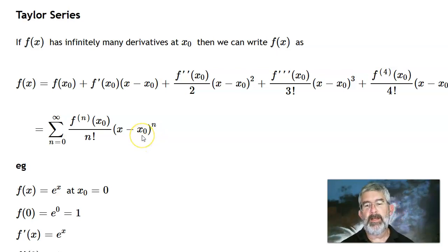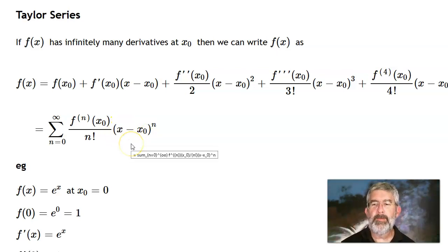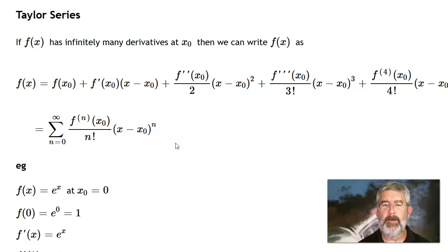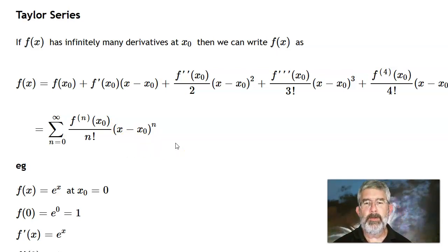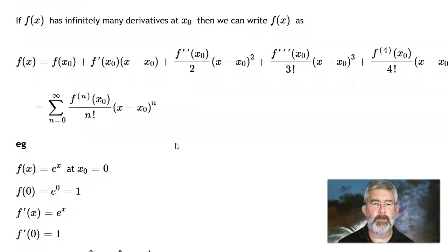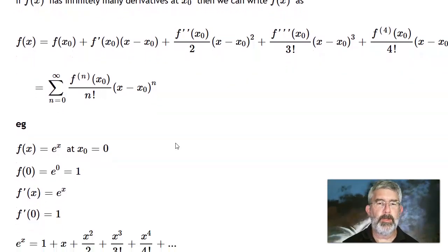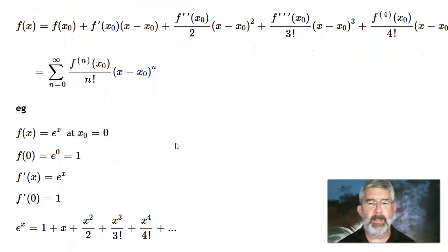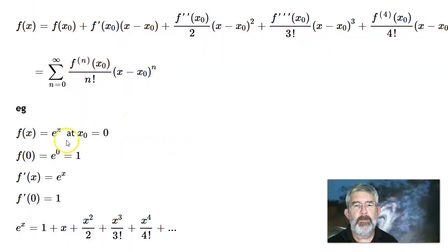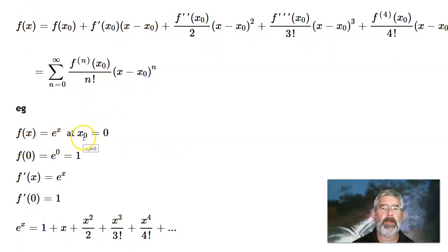Now, in the event that x0 happens to be 0, then this is just an x to the n, and that's sometimes called the Maclaurin series. Maclaurin series is just a special case of the Taylor series. In fact, I want to do an example here and generate the Maclaurin series for e to the x, that is the Taylor series at x0 equals 0. So the function's e to the x, and my center point is x0 equals 0.